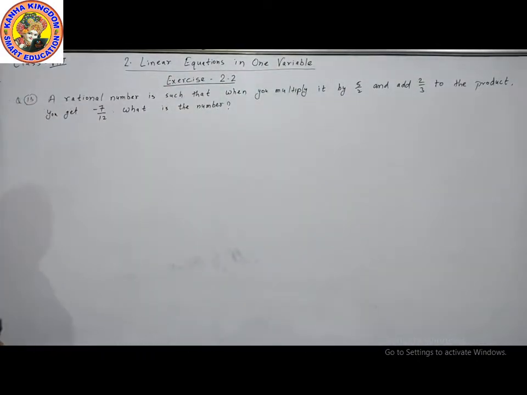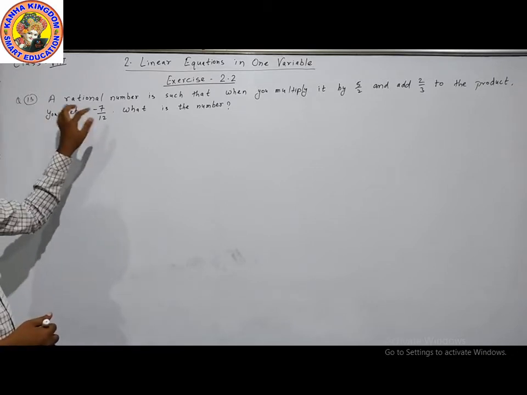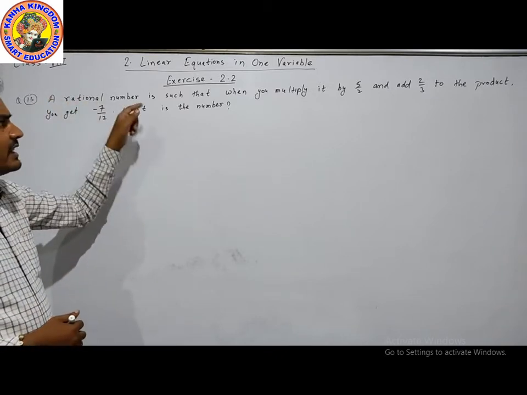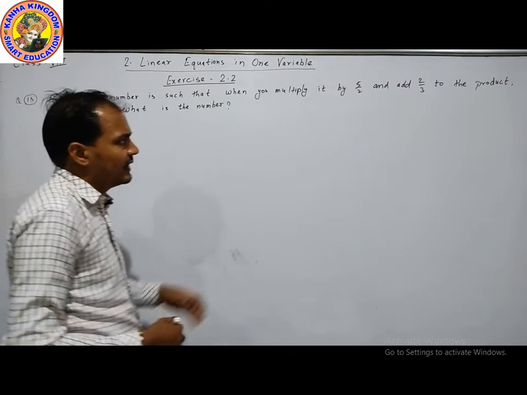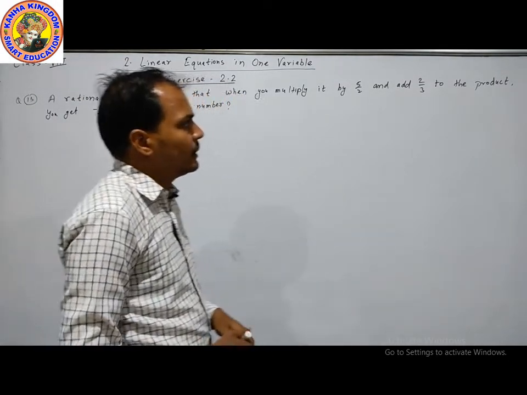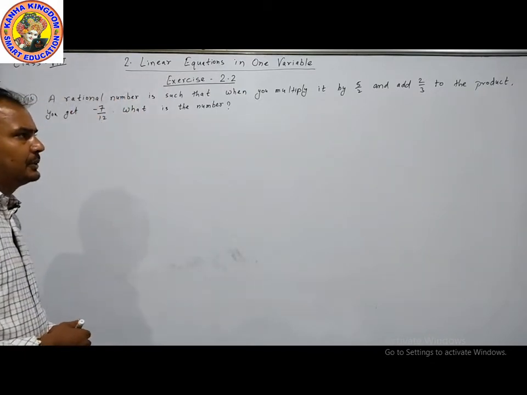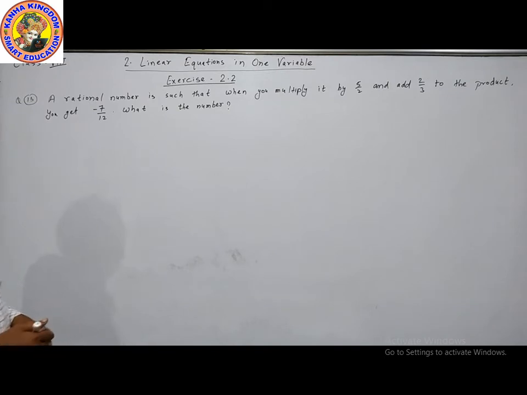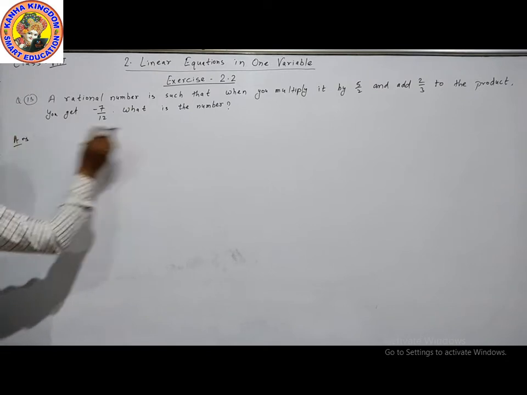Question number 13. A rational number. What is a rational number? A rational number is a fraction of the form p upon q. A rational number is such that when you multiply it by 5 by 2 and add 2 upon 3 to the product, you get minus 7 upon 12. What is the number? For the answer, let us take the number as x.